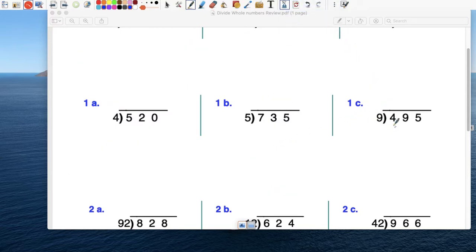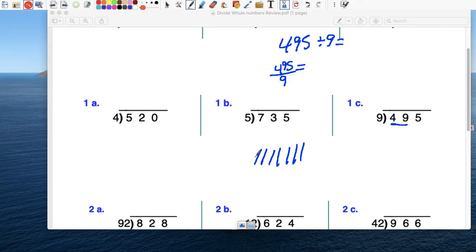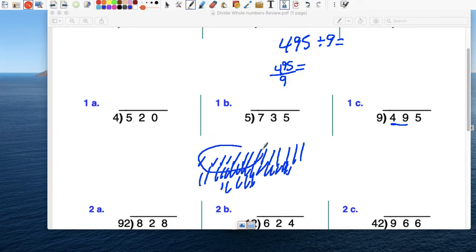Oh, actually, sorry. 495 divided by 9. 495 over 9. Right? So again, 3 different ways. 1, 2, 3, 4. Can I make a group of 9? I can't, guys. Let's stretch that number to 49. Okay, 49 sticks. Can I make groups of 9? Yes, I can. How many? I don't know.